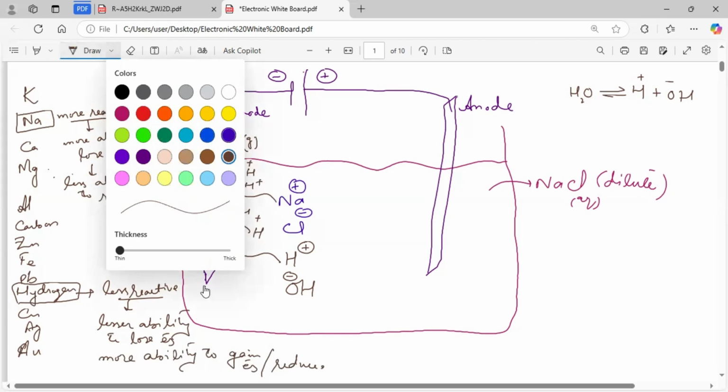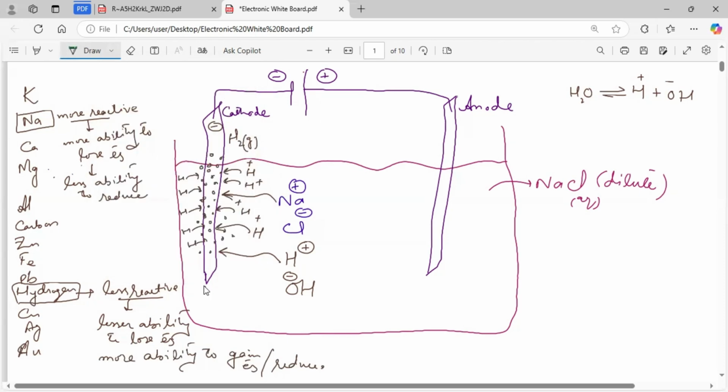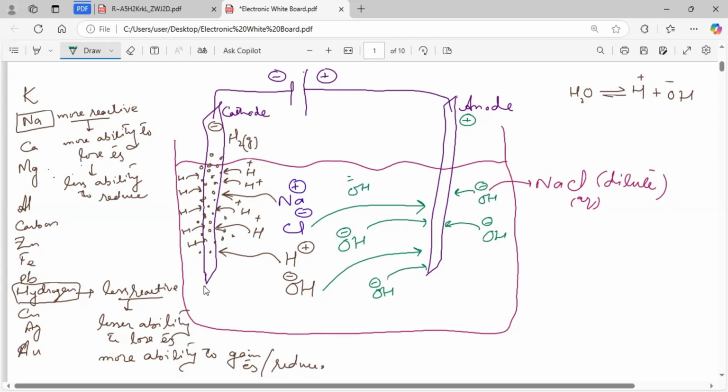Now, the negatively charged chloride ion will be attracted towards the positively charged anode. Also, OH negative ions will be attracted towards the positively charged anode, right? Now remember, the number of OH hydroxide ions is much greater as compared to the number of Cl negative chloride ions. So of course, one reason is that the OH negative will be oxidized at the anode, and as a result, oxygen gas will be formed, right?